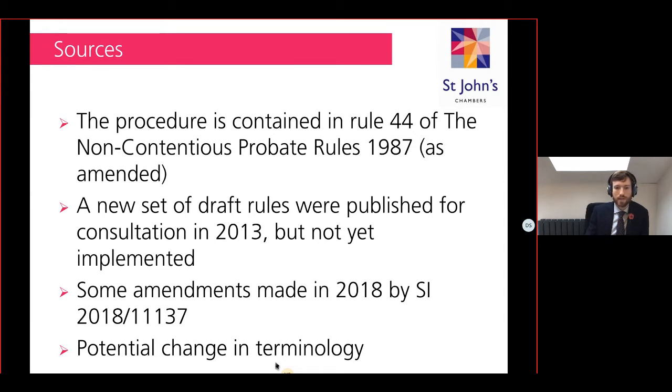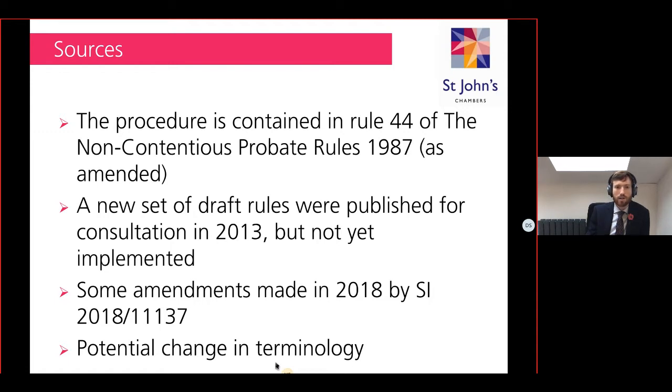It should be noted, if you do use the legislation.gov website, the non-contentious probate rules on there are the original rules. They haven't included the amendments in 2018, so do watch out for that. One of the changes that may be coming if the 2013 probate rules were implemented is simply a change in terminology. So for example, the term citation will change to notification and caveat will change to objection. That's just supposed to make it a little bit more accessible.